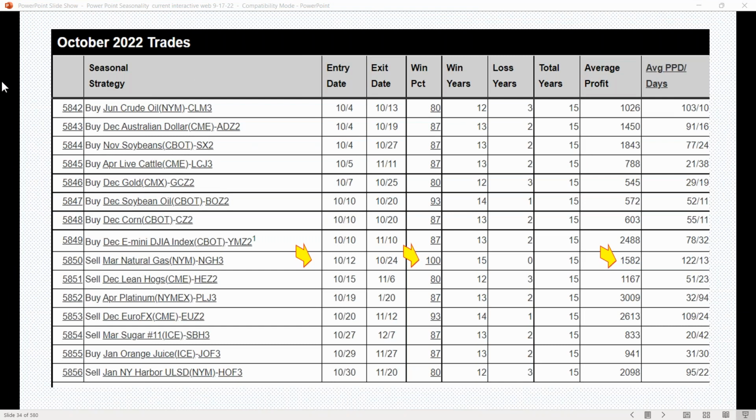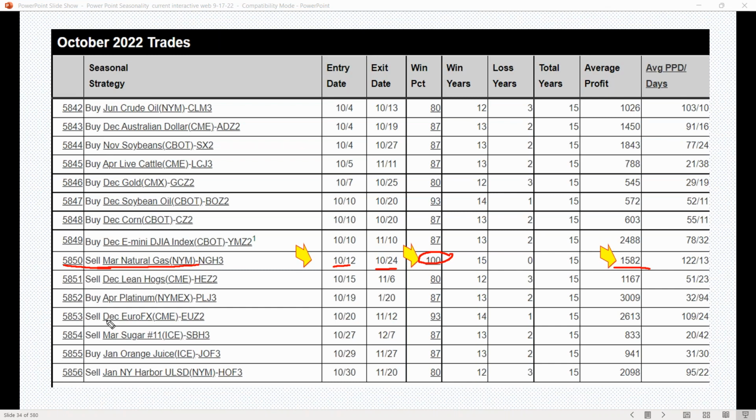Okay, so then I come down here and look at this one right here. This is a big one. This is natural gas. So you can see it goes short the March natural gas contract every year, around the 12th of October, and then out on the 24th. So this has been a winning trade 15 out of 15 years. And the average profit per trade has been $1,582. So then we can drill down more into those statistics. If I want to look at it, oh, wow, that looks interesting. Let's take a look.